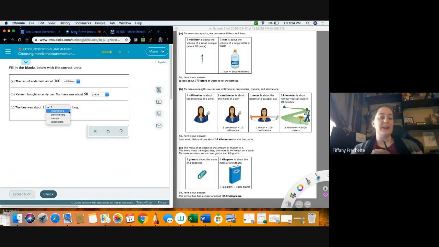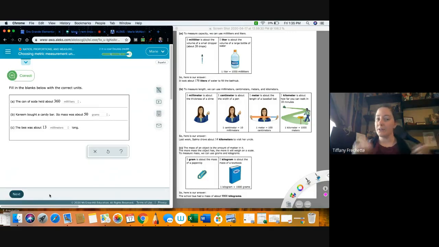Since we're talking about a bee, and bees are pretty small, they're not very big, I'm thinking millimeters on this one. Because even if I took this pen and I put 13 of them back to back, that would be a pretty long bee. So I don't think it's 13 centimeters. I'm pretty sure it's 13 millimeters. All right, we're good to go. We finished that one.